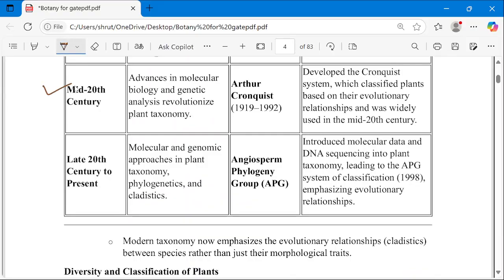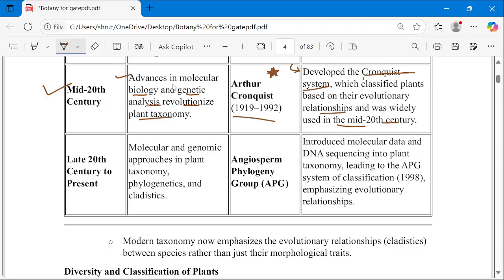Then moving to the mid 20th century. Here there were advances in molecular biology and genetic analysis that revolutionized plant taxonomy. The major contribution was by Arthur Cronquist, 1919 to 1992. He developed the Cronquist system, which classified plants based on their evolutionary relationships and was widely used in the mid 20th century.